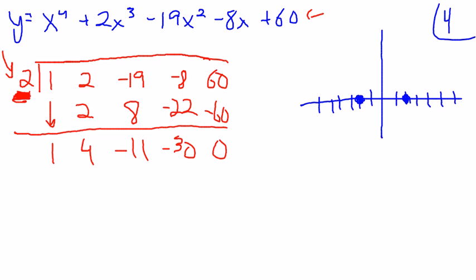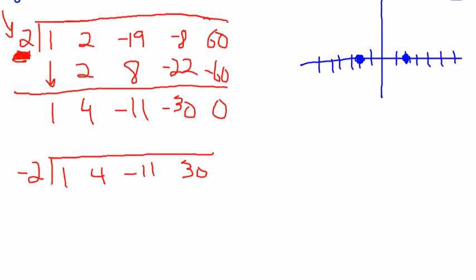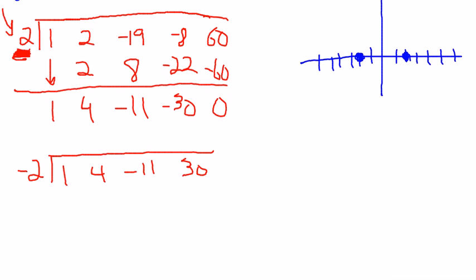So now I'm just going to go ahead and do synthetic division with that. So I'm going to go negative 2, and then I'm just going to pull the coefficients from the last line. So I get 1, 4, negative 11, and then 30. Give myself a little bit more space. So from here, draw my line, drop my number 1, multiply by negative 2. I get negative 2. Add, I get 2.